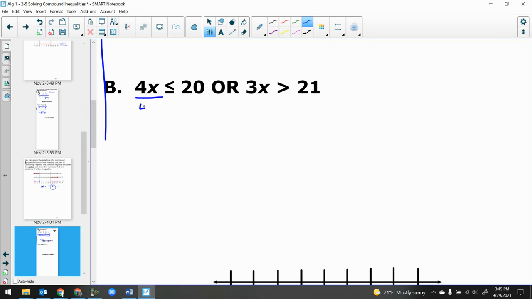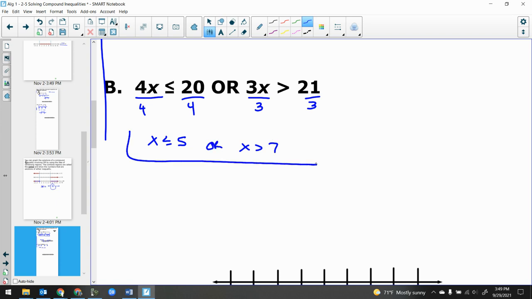So for this one, I would divide by 4 to both sides. So I have x is less than or equal to 5. This one I would divide by 3 to both sides. So x is greater than 7. Make sure you write the word or in there. It's not technically correct without the word or.